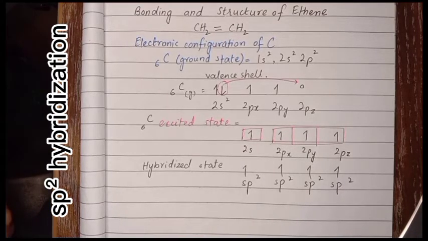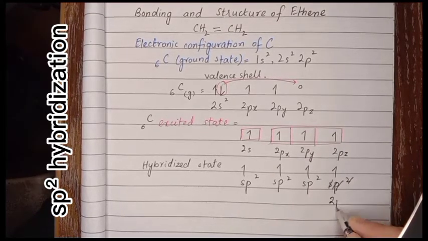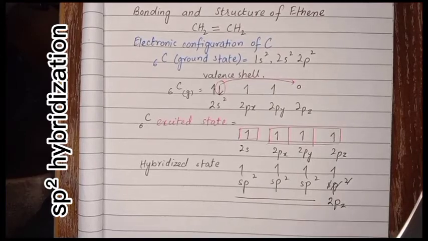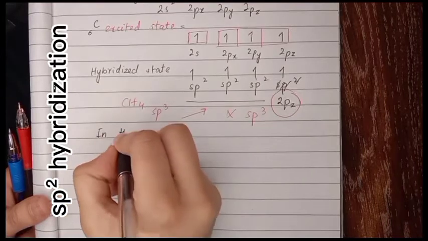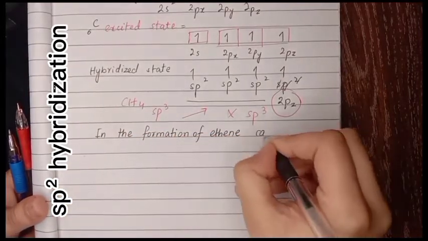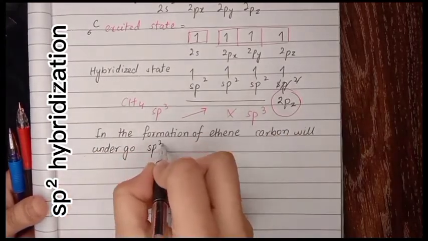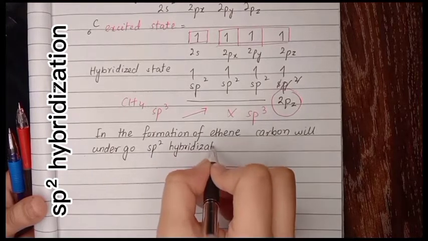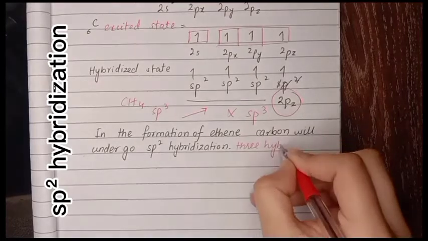You might be thinking that like CH4 there will be 4 orbitals, but for your information, here only 2 p orbitals and 1 s will combine, intermix. That is why only 3 orbitals will form. Sp2 hybridization occurs here because the ethene structure requires sp2 hybridization. In the formation of ethene, carbon will undergo sp2 hybridization and 3 hybrid orbitals will form, which means 1s plus 2p is equal to 3 sp2 orbitals.